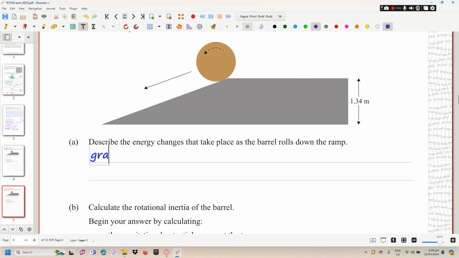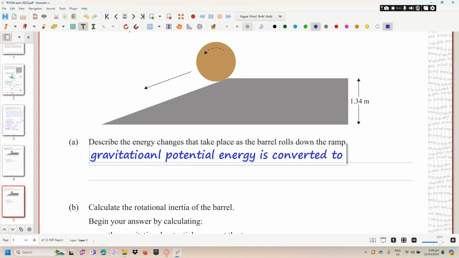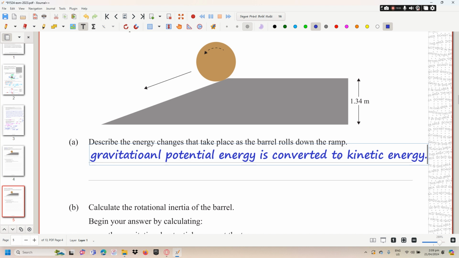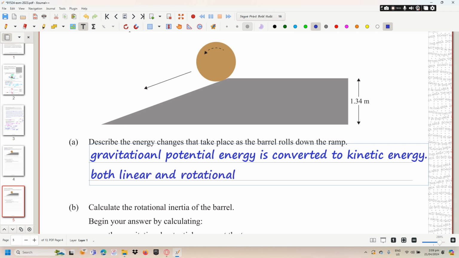So what you would say is gravitational potential energy is converted to kinetic energy. That's what they should say. Both linear and rotational kinetic energy, and it's actually quite important. So when things roll, they have translational speed. You know, like a soccer ball goes across a field, has linear kinetic energy, but because it's spinning, it also has rotational kinetic energy.